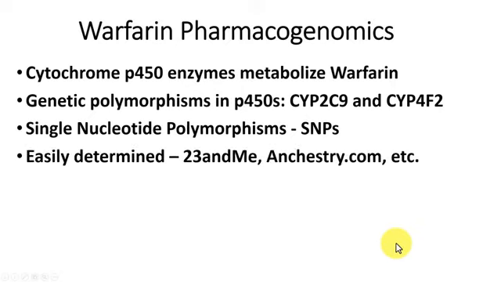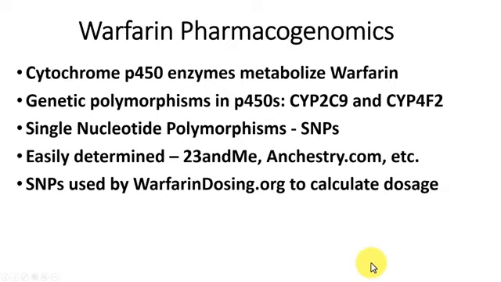These can now easily be determined on chips. We see advertisements for 23andMe and Ancestry.com. These are companies that provide thousands and thousands of pieces of information on our SNPs that make us different and tell us about our ancestry and how we're related to different people. So it's cheap and easy to get done, only about $200 to do this.